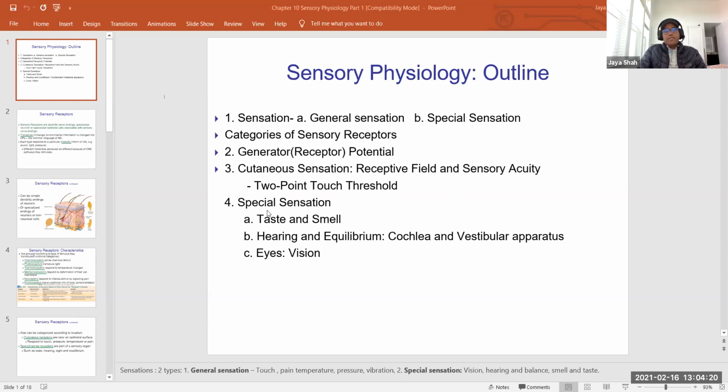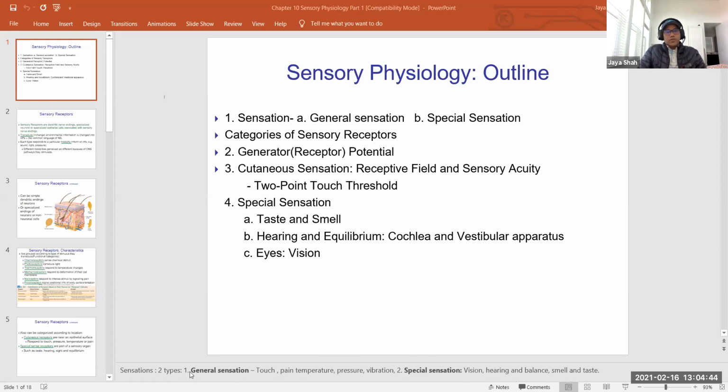Then on Thursday, we will talk about spatial senses. Spatial senses include taste and smell, hearing and equilibrium, which is the function of our inner ear, cochlea, and vestibular apparatus, and then vision, which is the function of your eyes. We're going to talk about these spatial senses in the next class, okay?